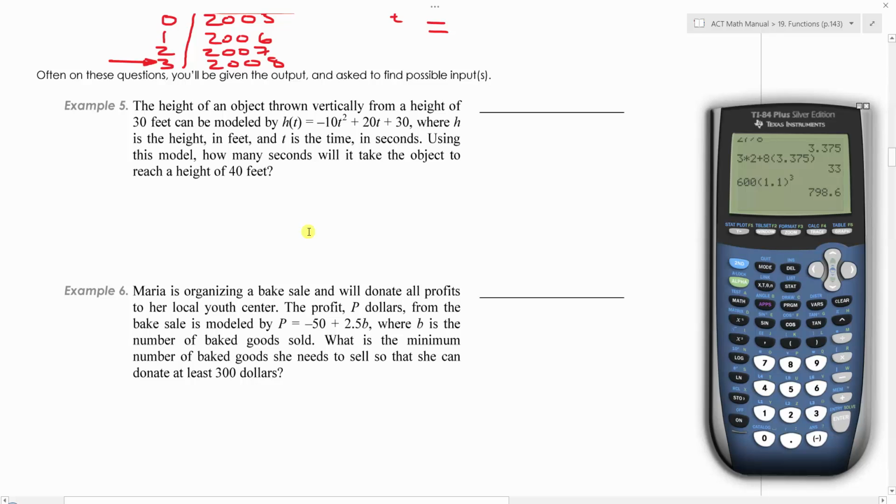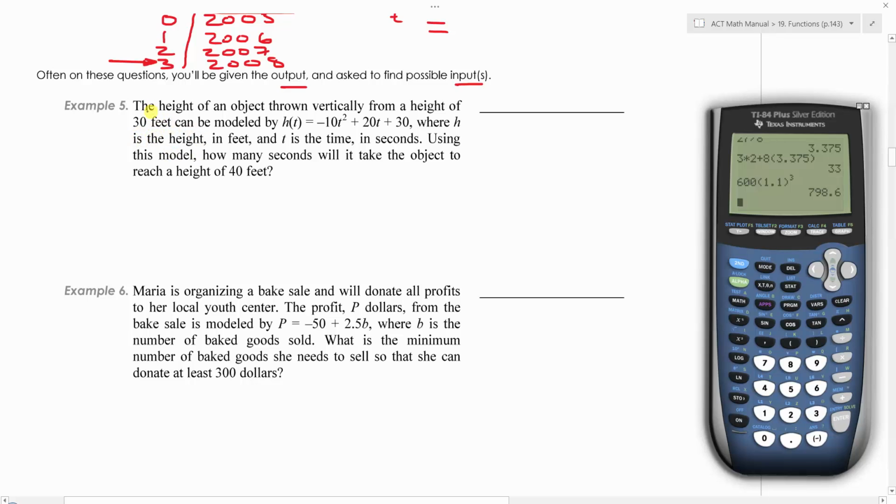Some of these modeling questions, you'll have to go from output to input. We've talked a couple times about input to output, but on these modeling questions, sometimes they will tell us what results, and we need to figure out what number went into the function in order to produce that result. So in example 5, if you want to try it on your own, pause the video.